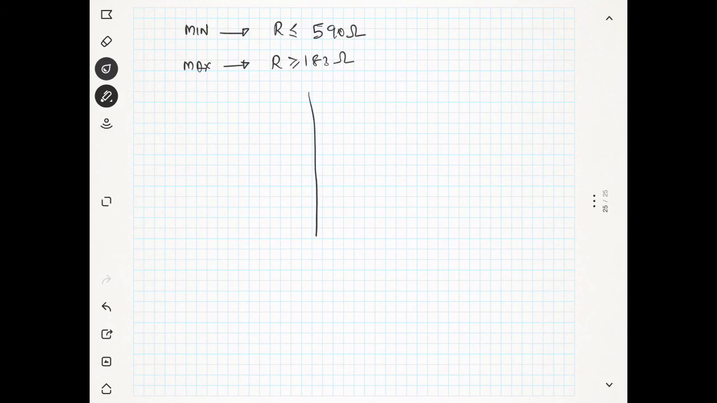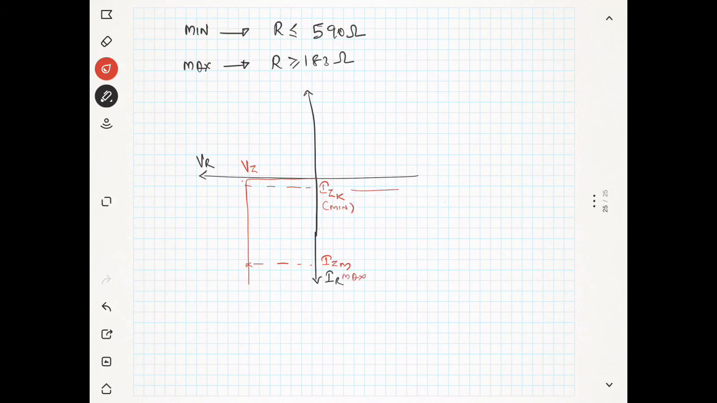So if we draw the characteristics of the Zener diode, this is the reverse voltage and the reverse current. I can draw the characteristics of the Zener diode, this ideal one, with Vz, and this is the minimum current Izk, and this is the maximum Izm. According to this, we got the condition that R should be less than or equal to 590, and according to this, we got the condition that R should be greater than 183 ohms.